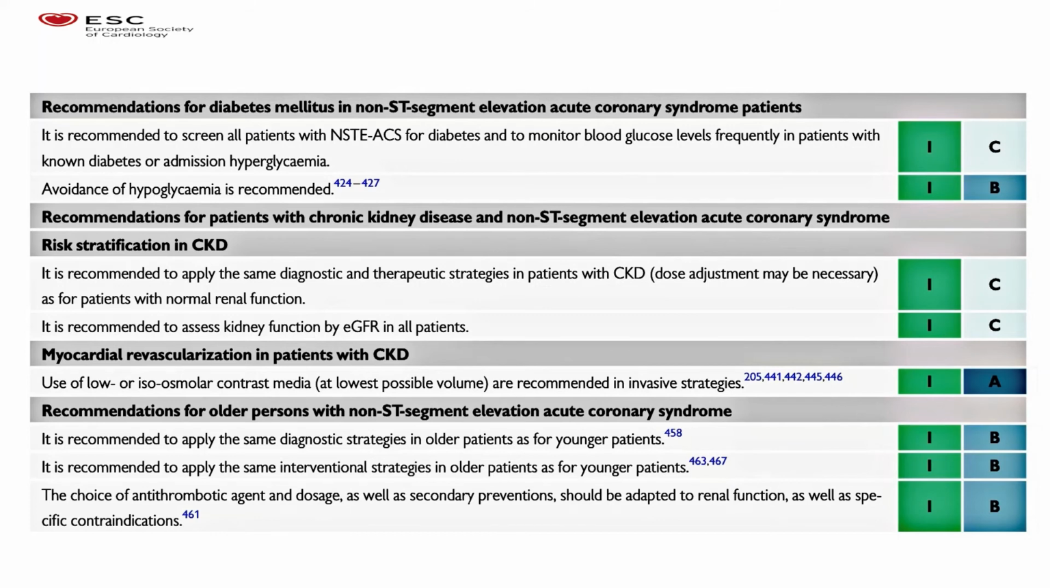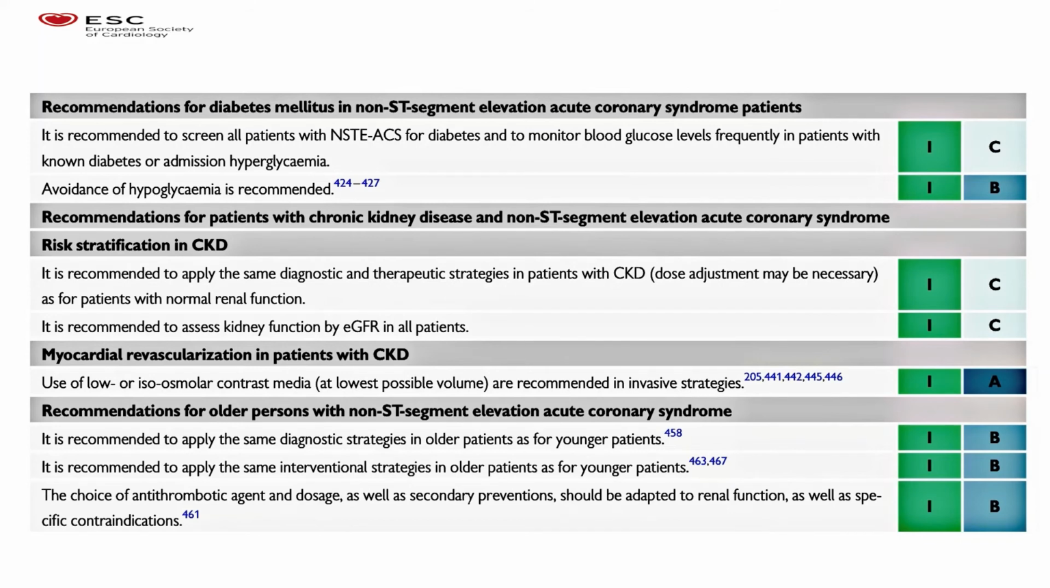It is recommended to apply the same diagnostic strategies in older patients as for younger patients. Class 1 Level B. It is recommended to apply the same interventional strategies in older patients as for younger patients. Class 1 Level B. The choice of antithrombotic agent and dosage, as well as secondary preventions, should be adapted to renal function, as well as specific contraindications.